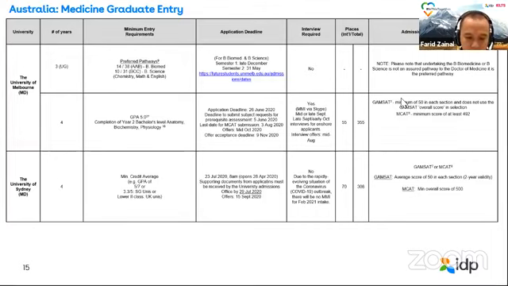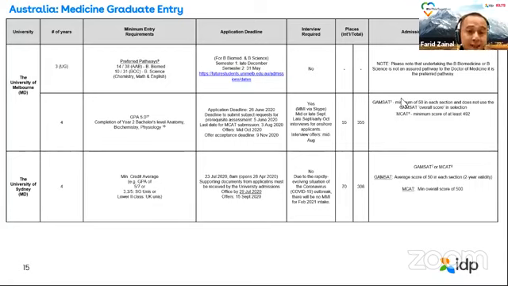So for example, the University of Melbourne requires a GPA of 5 out of 7. And the University of Sydney is looking for a minimum credit average, similarly a GPA of 5. And for Singapore universities, it will be a 3.3 out of 5, or a second lower honors for UK universities.